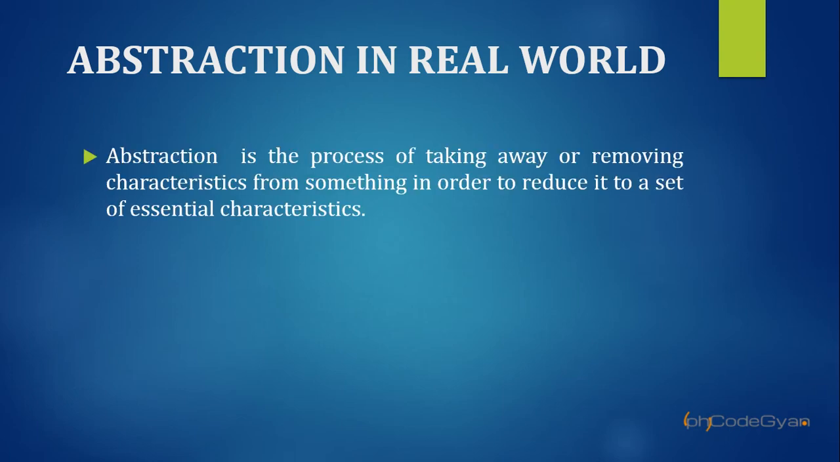As per the dictionary, abstraction can be defined as the process of taking away or removing characteristics from something in order to reduce it to a set of essential characteristics. So friends, abstraction can be defined as the process of hiding the complex features of something and exposing only the essential features which are actually of use to a user.